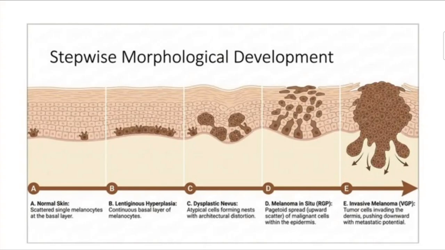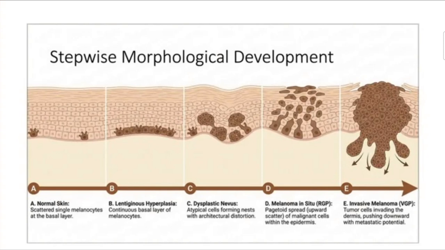Then the stepwise morphological development of malignant melanoma. First in A, we can see normal skin, with only scattered single melanocytes present. In B, due to UV damage or genetic mutations, melanocytes start increasing in number. They are still confined to the basal layer. C is dysplastic nevus, that is the atypical mole. The melanocytes form abnormal nests, that is clusters are formed. The cells are large and irregular. The skin architecture becomes distorted. This is called a precancerous lesion.